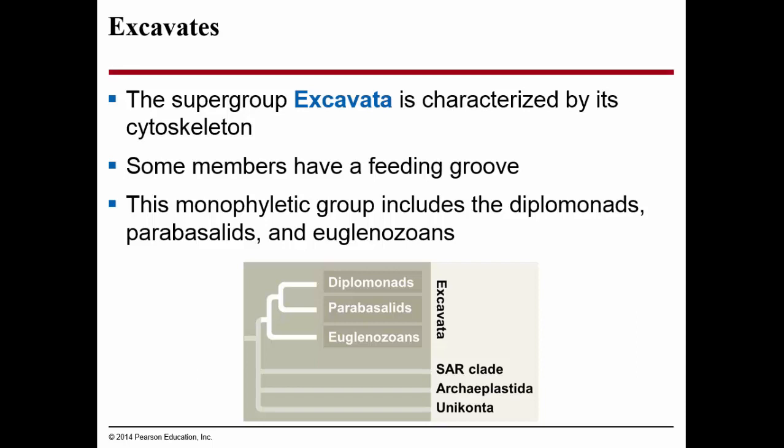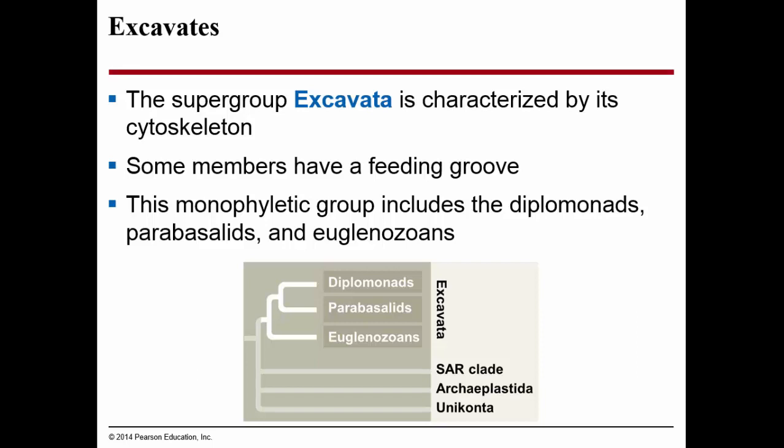Now, I certainly don't expect you to remember every single name that we're going to go over within these 4 different supergroups. But you should be familiar with the 4 supergroups and with some of the concepts that we'll be learning in this part of the lecture. For example, we'll be reviewing the concept of what a monophyletic group is in this portion of the lecture.